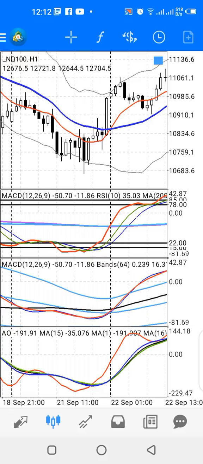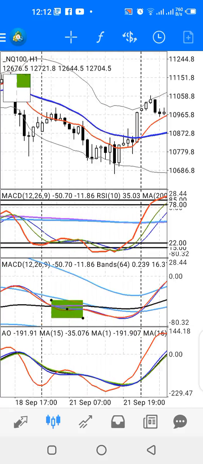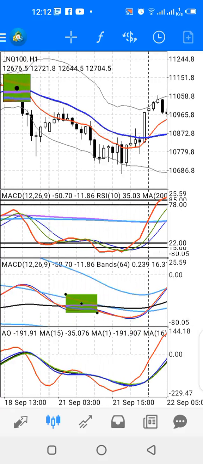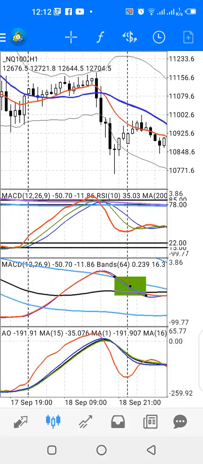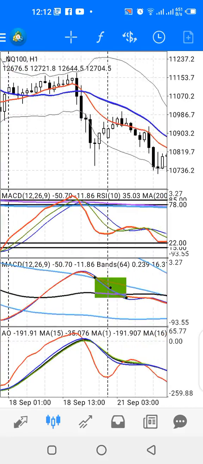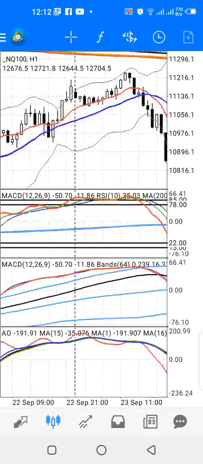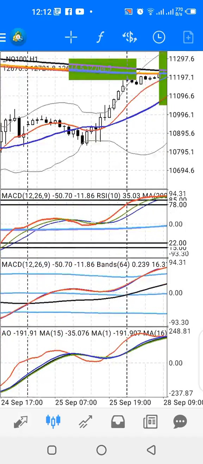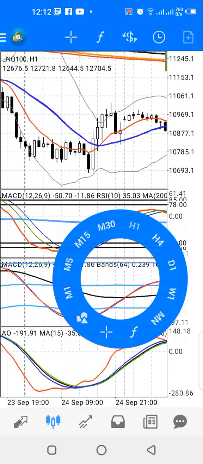Okay, and for scenarios where you buy, you allow a dip below the lower band around here. Okay, let's look for where it dips below the lower band. Okay, like there's a dip below the lower band around here.